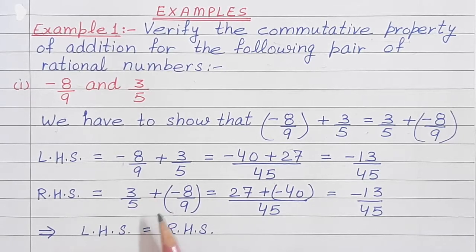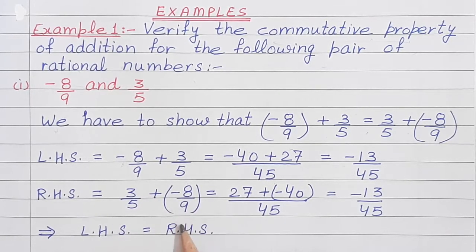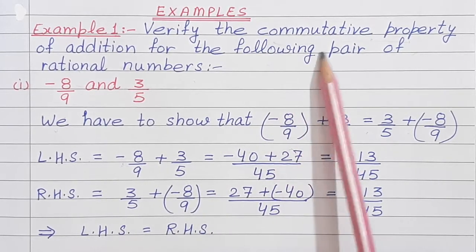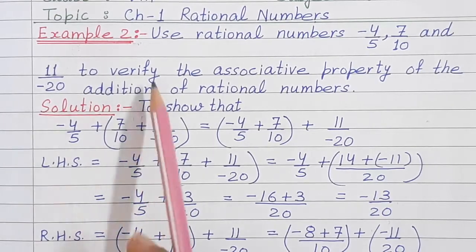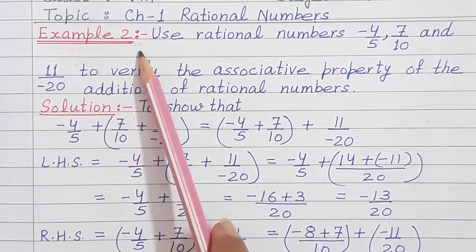3 upon 5 plus minus 8 upon 9 is equal to 27 plus minus 40 upon 45. That is minus 13 upon 45. So the right hand side is equal to the left hand side. Hence the commutative property is verified. I hope it is clear to everyone now. Now let us discuss example number 2.